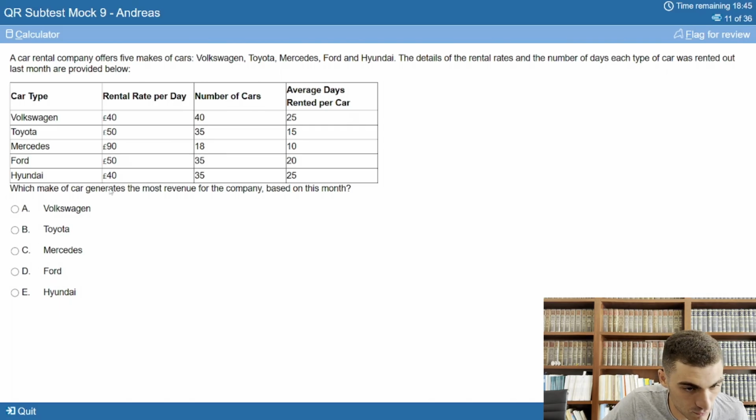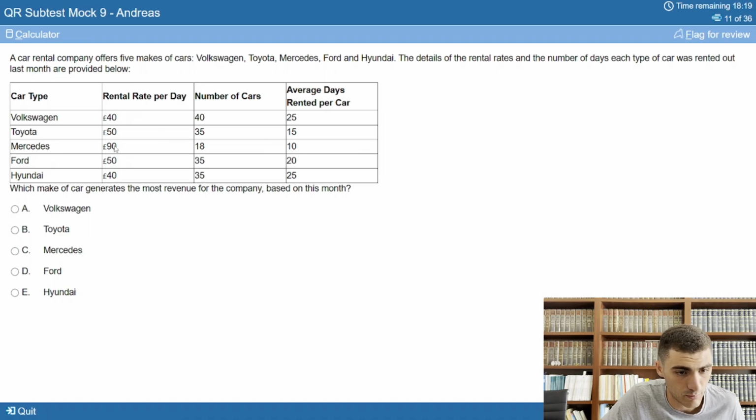Which make of the car generates the most revenue? Okay, so we just multiply this for each one. If I compare the first and the fifth one, they're very similar. Only Volkswagen is greater because Ford is greater than 35, and the other two are the same. So we'll eliminate Hyundai. We can compare Toyota and Ford. We see that Ford is greater, so we'll eliminate Toyota.